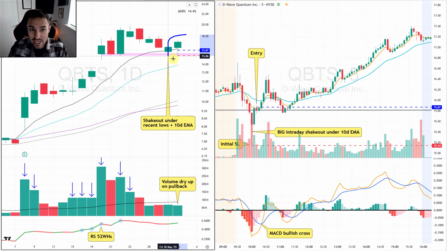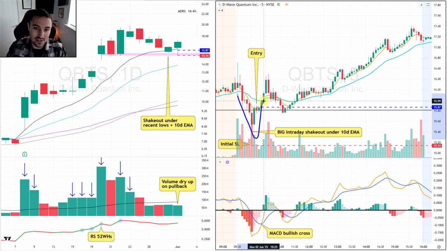So not only is it shaking out underneath the 10-day EMA, which is a really important daily moving average for these momentum stocks, it's also shaking out under the last week or so of lows. And what do you notice about the volume? Not that high on a relative basis versus the 30-bar average. This tells me this probably isn't institutions and the bigger boys getting shaken out. It's probably them trying to shake out retail traders. So I see the shakeout, and then I see the turn coming.